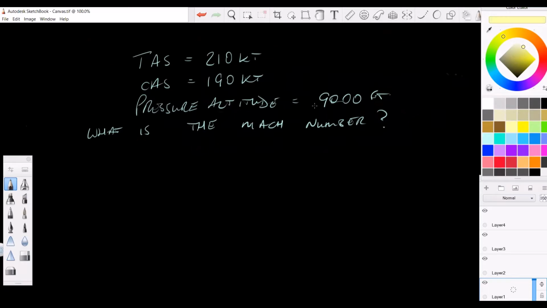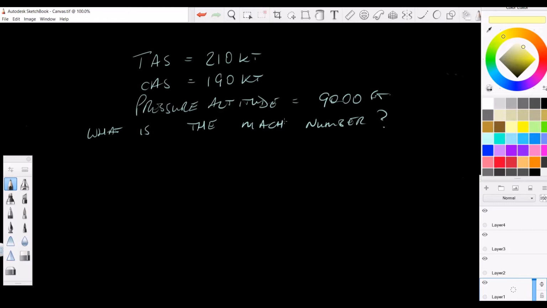The question gives you the TAS and the CAS and a pressure altitude and asks you for the Mach number. Now, what you're used to is working out Mach number from TAS and temperature using the CRP5 or using the formula. We'll use the CRP5, but the formula should give you the same answer. What we've not got is the temperature.